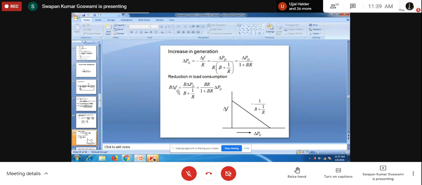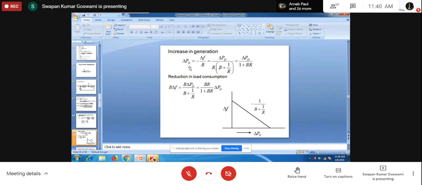Now you see that at steady state we have arrived at this expression of delta Pg and B delta F. We have also explained how the system supplies power to a newly connected load. We divided the time period into three segments, and during each segment, how the power is supplied by the system to the load, that also we have explained. Now let us see the performance of the speed governing mechanism, how it functions in the system.